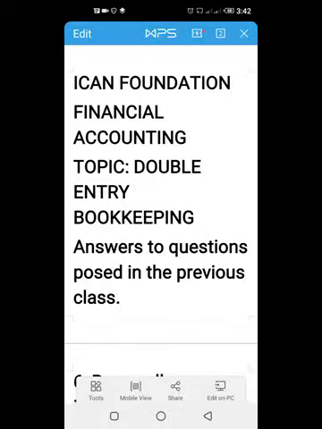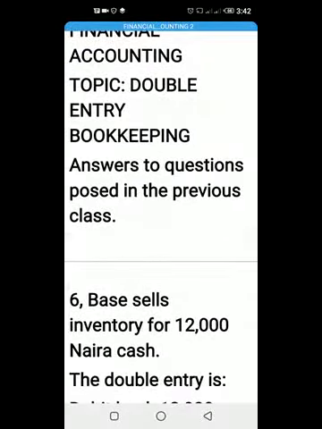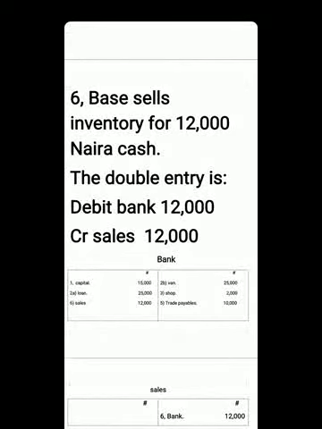Welcome to today's class. Today we are going to continue from where we stopped the last class, where we did double entry bookkeeping. We are going to answer the questions posed in the previous class before we get into what we are to do today. According to the questions, they were 1 to 5, but here we just number them 6 to 10.